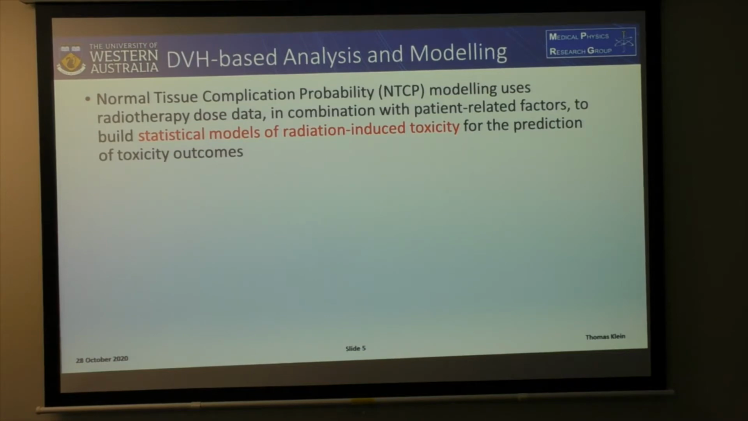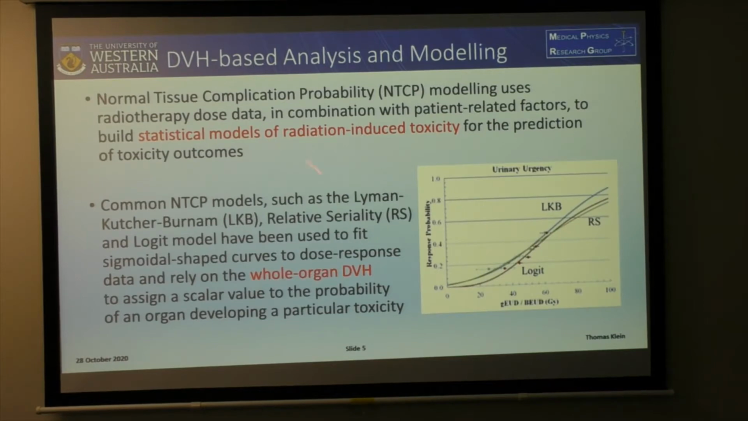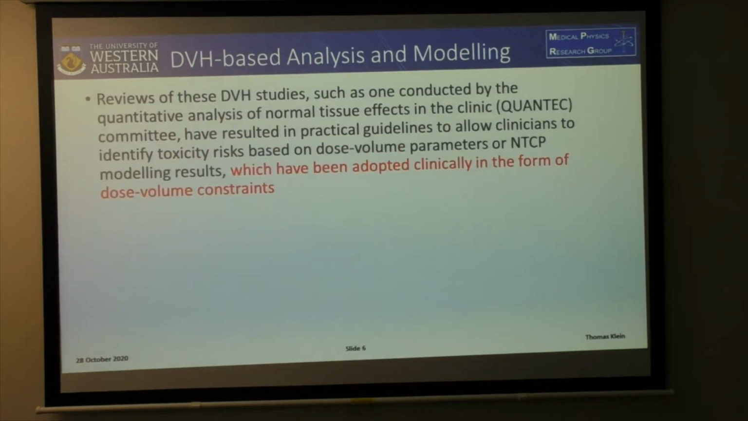So in addition, normal tissue complication probability modelling has also been used based on the DVH, which takes radiotherapy dose data in combination with patient factors and builds statistical models to predict the likelihood of radiation-induced toxicity. So common models include the Lyman-Kutcher-Burman, relative seriality, and logit model, which are shown on the right here, and all of these models involve fitting a sigmoidal-based dose-response function to the whole organ DVH data and attempt to assign a scalar probability to the likelihood of an organ developing a particular toxicity.